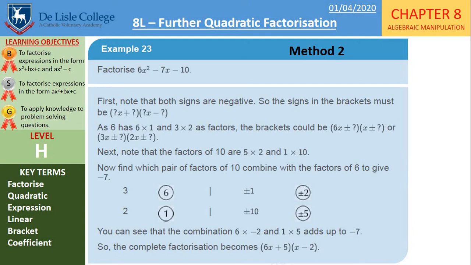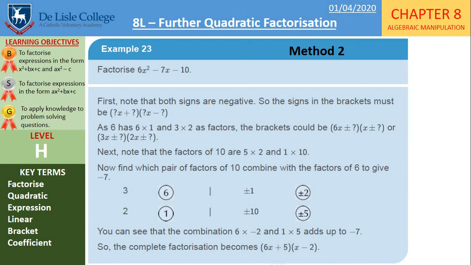So we have in our brackets either 6x plus or minus something and x plus or minus something, or we have 3x plus or minus something and 2x plus or minus something. Now we don't know which way round that plus and that minus go either. So we've got so many combinations that we can try already.